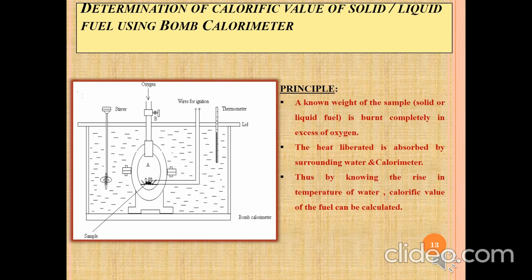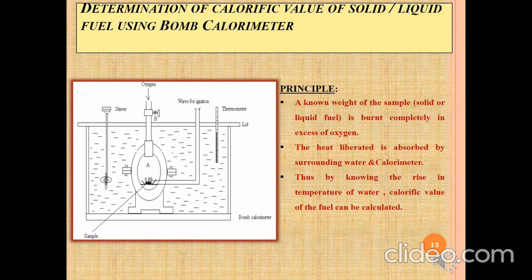Next, working of the bomb calorimeter. A known mass of the fuel, basically it may be a solid or a liquid fuel, is taken inside the bomb calorimeter in the platinum crucible. So this fuel is ignited with the help of the wires, which are used for ignition. Oxygen is pumped at a pressure of 25 to 30 atmospheric pressure inside the bomb calorimeter.